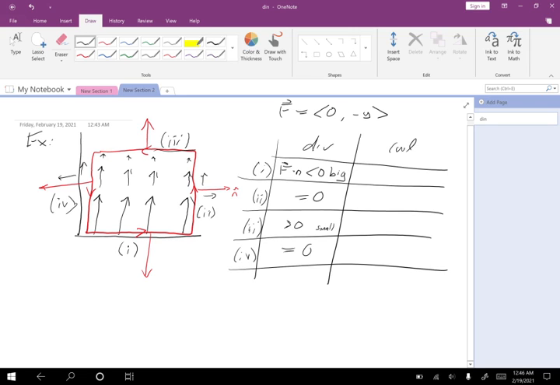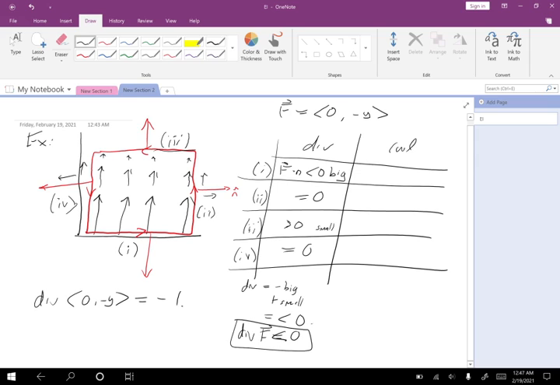So let's compute the divergence. The divergence will be minus big plus small, so this will be less than 0. So the divergence of f should be less than 0. And clearly, if we compute the divergence of 0 minus y, this is just negative 1. So that's consistent.